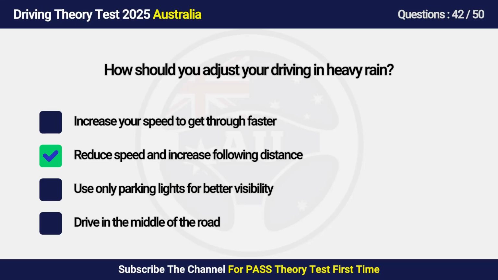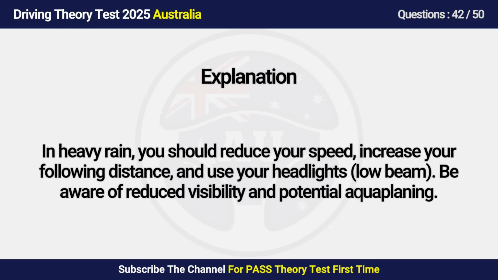Answer is B. Reduce speed and increase following distance. In heavy rain, you should reduce your speed, increase your following distance, and use your headlights on low beam. Be aware of visibility and potential aquaplaning.